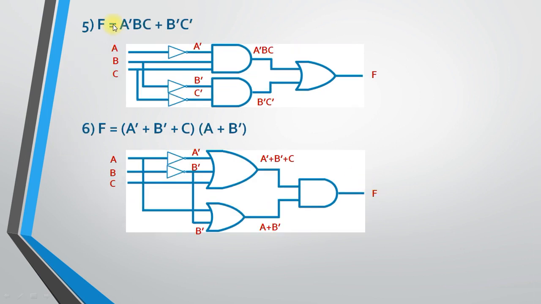The fifth Boolean function is A dash B C plus B dash C dash. So for that, you can refer to the terms in both expressions, A dash B C and B dash C dash. In both expressions we have the common variables B and C. So you can use the same cable or same input signal in the second gate. How can I use it? First of all you need to draw two AND gates and one OR gate.